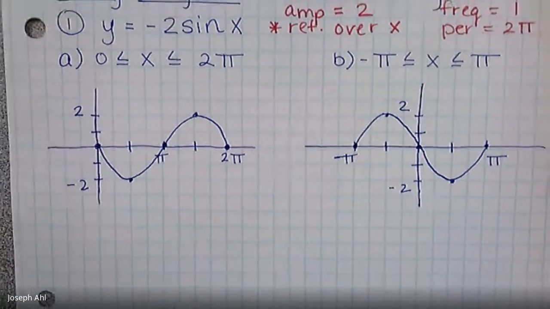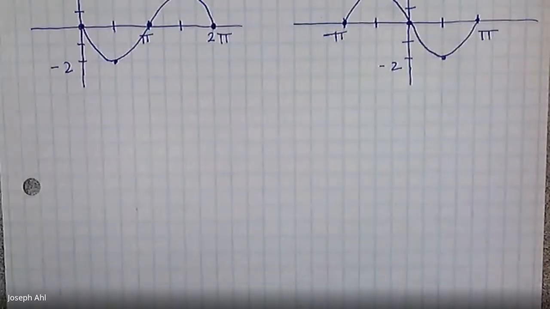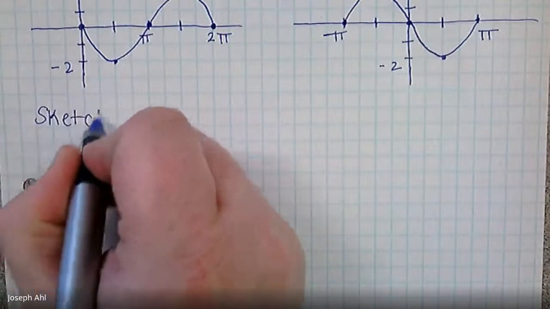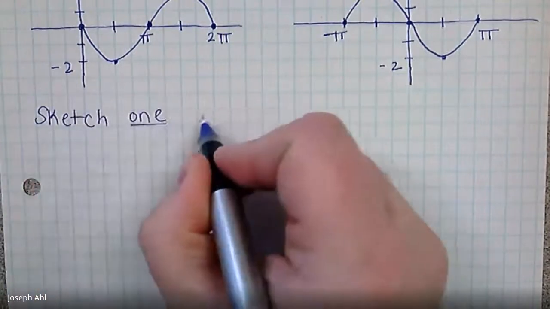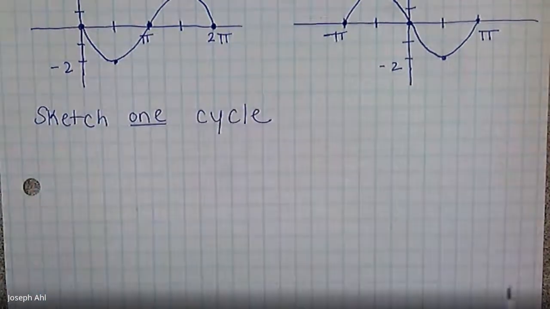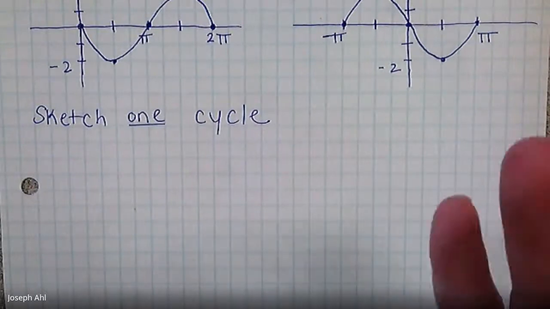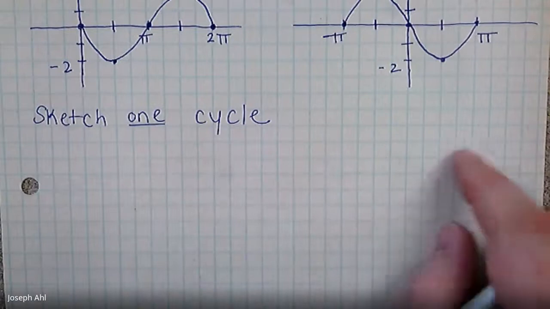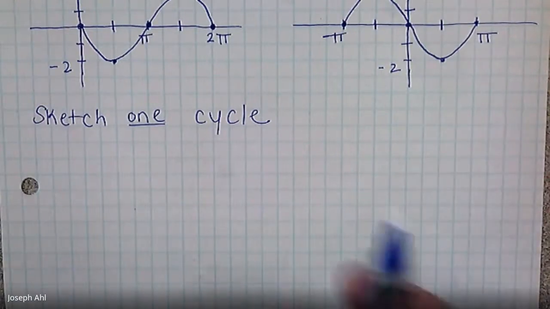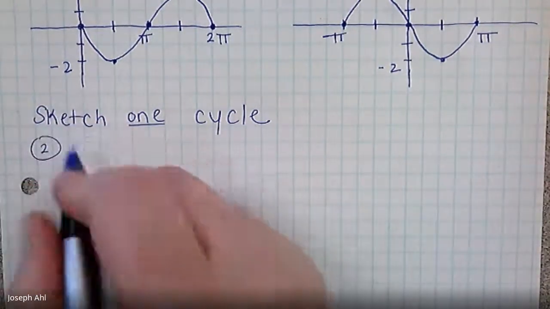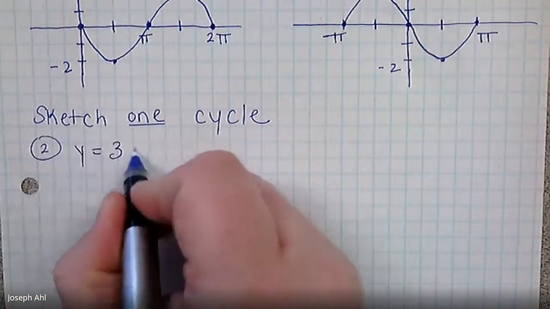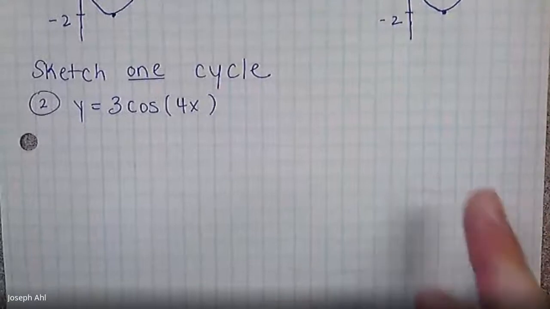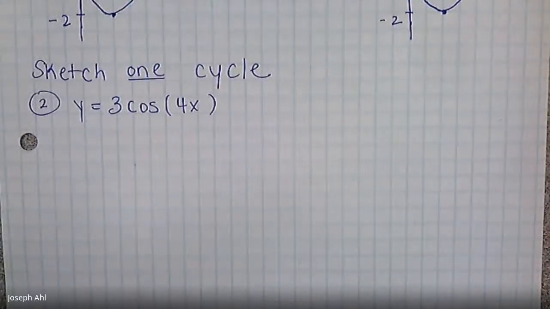Just to get a little bit more practice today, what we're going to change the directions to is we're only going to focus on sketching one cycle of each of the graphs. So when we have an increased frequency, maybe up until this point, we've sketched that frequency multiple times by the time I get to 2 pi. But what I want to focus on in, let's say, number 2 here is only sketching one cycle of the graph of 3 cosine of 4x. Okay.